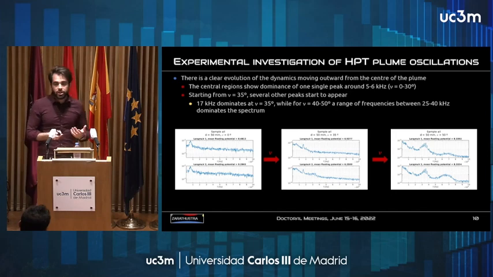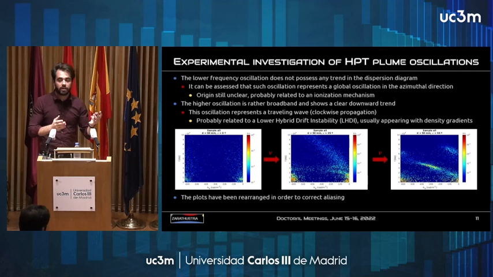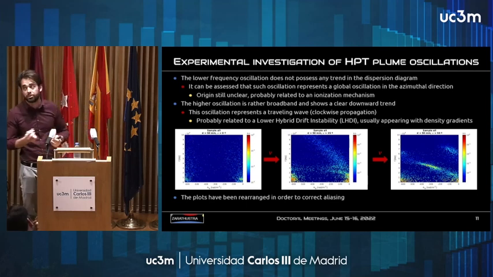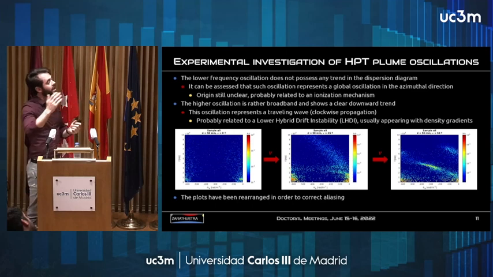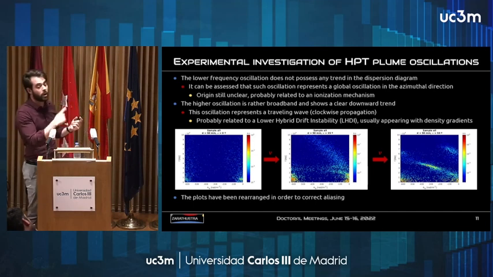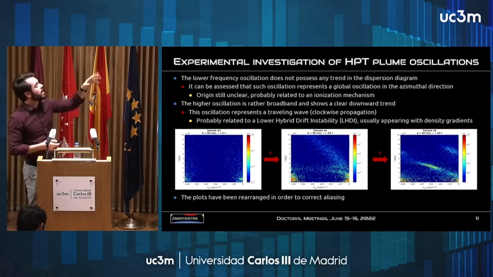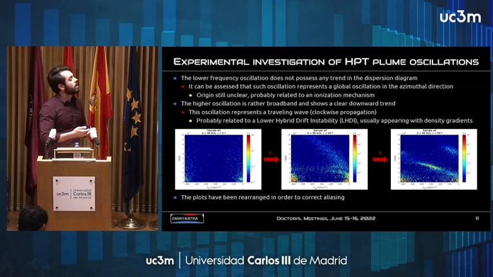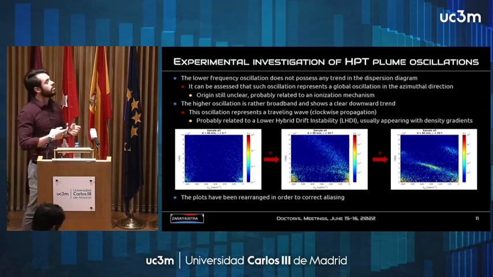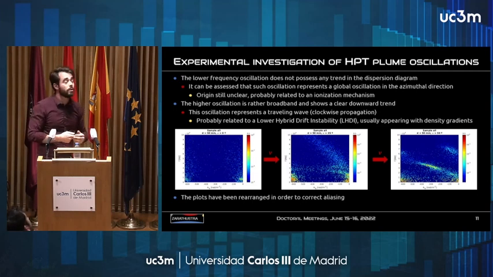Then what do these oscillations look like spatially? The first one doesn't have any trend in the dispersion diagram, while you can see that the last two show a clear downward trend. In our case, this means that it's a rightward traveling wave, so it means that it's a clockwise oscillation. The first one is a very broadband oscillation, starting from around 20 and going up to 100, while for the other one the slope changes, and you also see that there's more power in the region at 20 to 40 kilohertz. That's the peak we were seeing before.